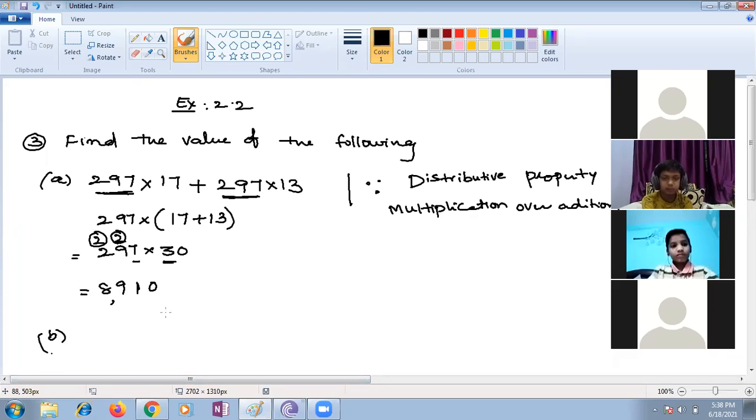Now let me give one more question for the students, so that my students can identify where the mother is distributed here also, children. Please see here: 54279 multiplied with 92 plus 8 multiplied with 54279.